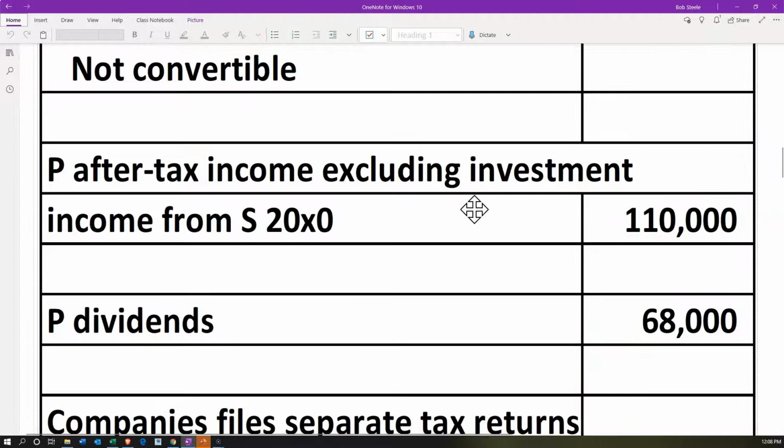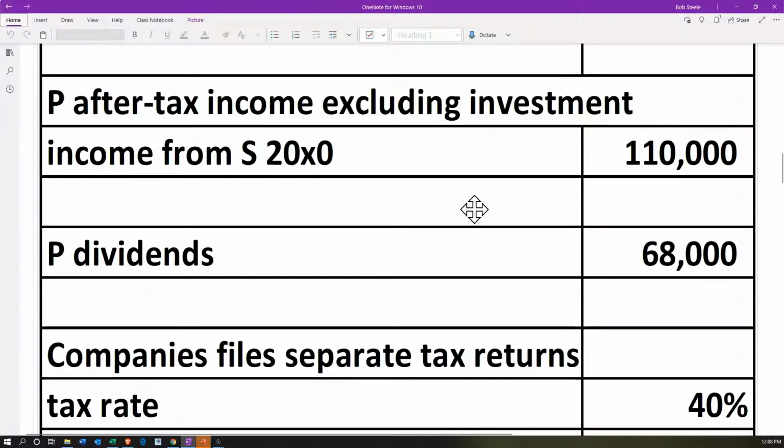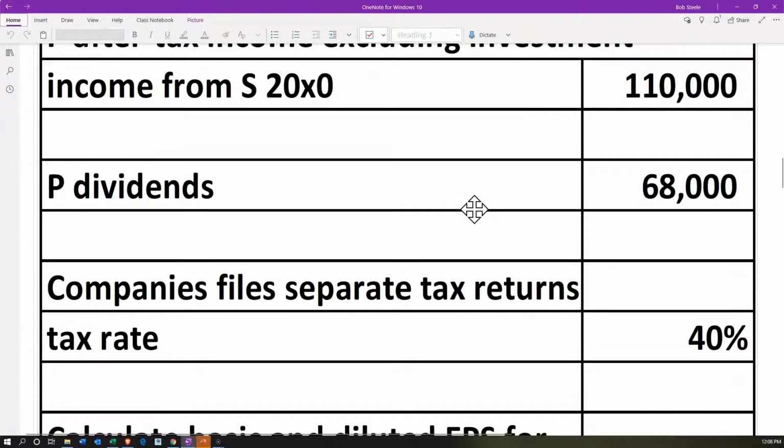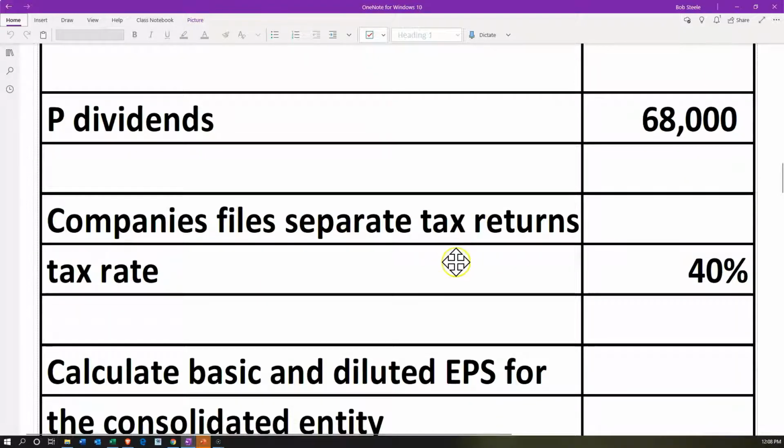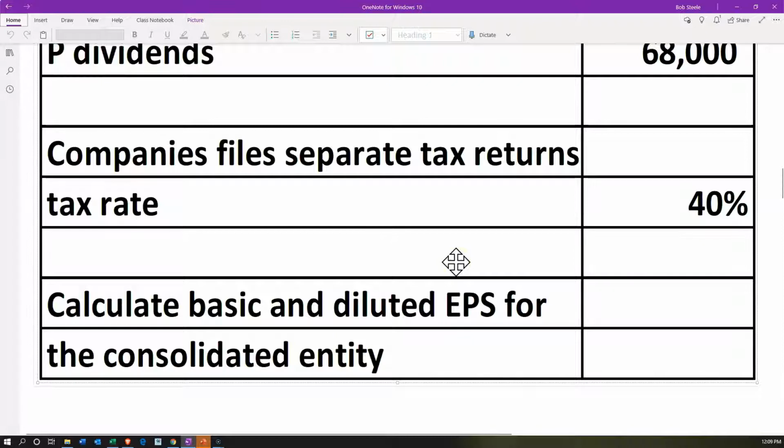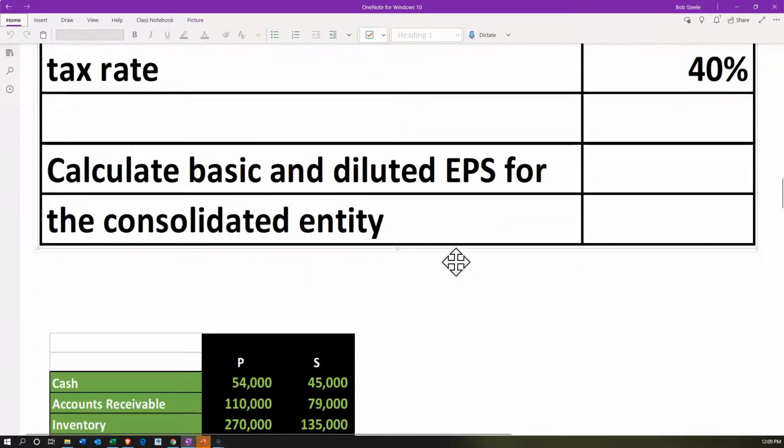The P parent after-tax income, excluding investment income from S, 2000 x 0. So P's after-tax income, 110,000. And then P's dividends are 68,000, the parent's dividends that went out. The companies file separate tax returns, so the tax rate is going to be 40%. So we want to calculate the basic and diluted EPS, earnings per share, for the consolidated entity.